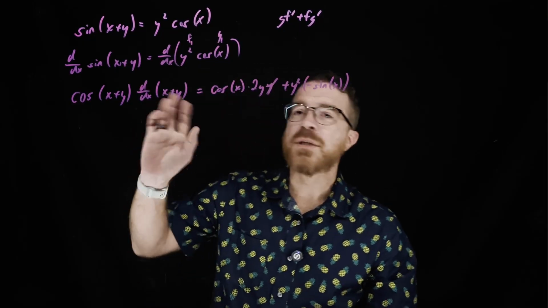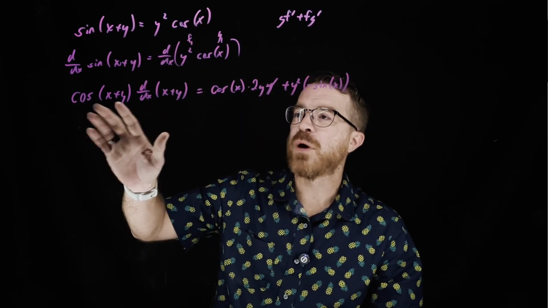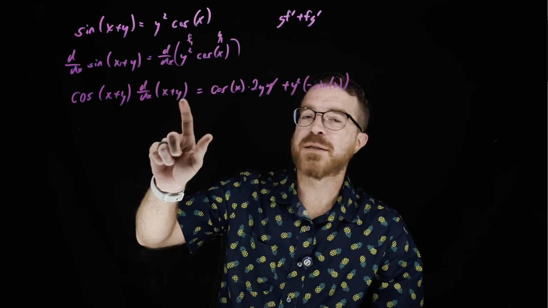Okay, so now let's go back to our left side. We have cosine of x plus y, derivative of x plus derivative of y, right?